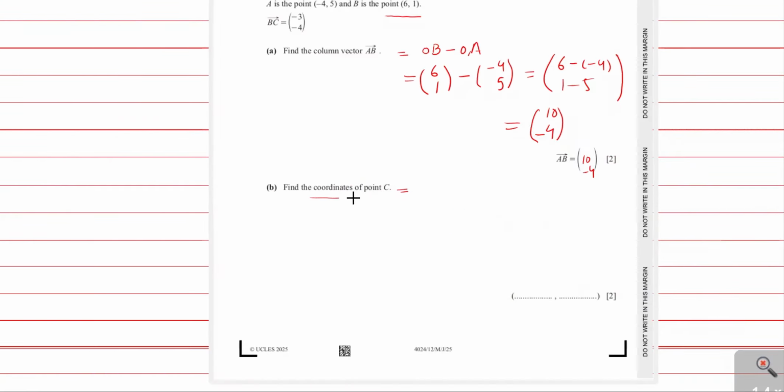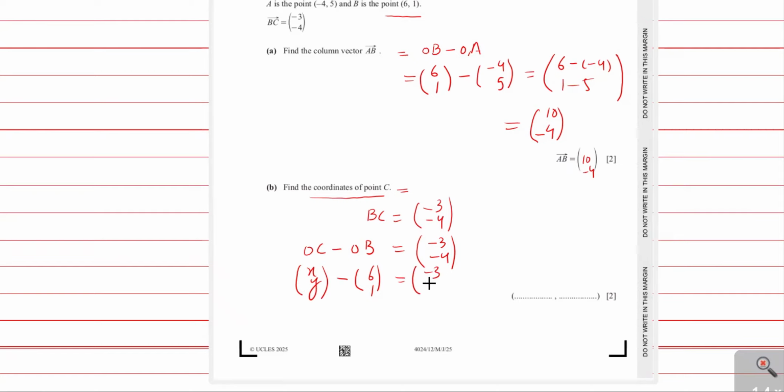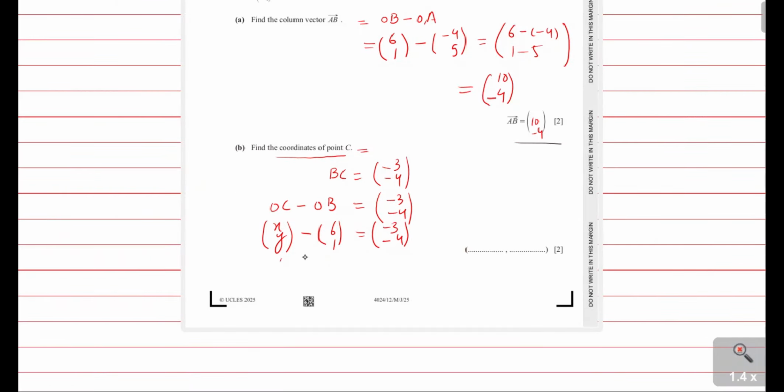Part B, find the coordinates of point C. Look here, the BC vector here is (-3, -4). And we can write BC is OC minus OB, and this will be equal to (-3, -4). And OB vector is (6, 1), and OC vector, we suppose that is (x, y). And therefore, (x, y) minus (6, 1) will be equal to (-3, -4).